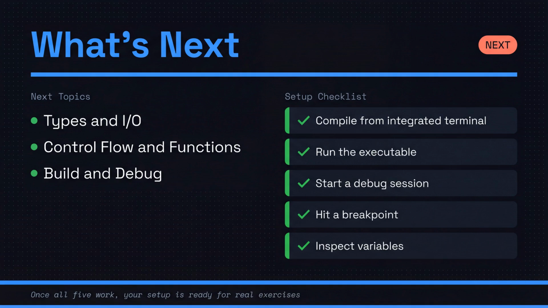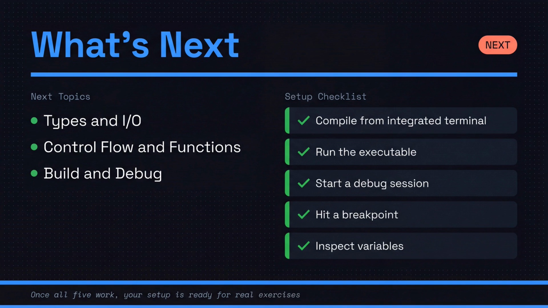Your IDE is configured. Before moving on, verify your setup with this 5-point checklist. 1. Compile from the integrated terminal. 2. Run the executable from the integrated terminal. 3. Start a debug session. 4. Hit a breakpoint. 5. Inspect variables. If all 5 work, your setup is ready for real exercises, not just editor experimentation.